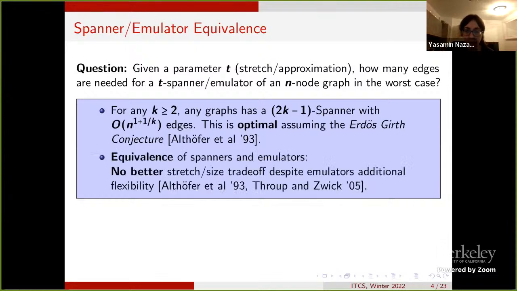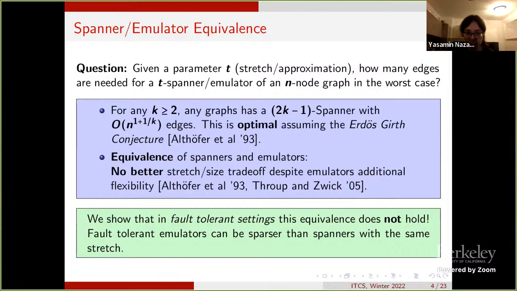Also, as Nicole pointed out in the intro, we know that spanners and emulators are in a sense equivalent, in the sense that even though emulators have this additional flexibility where we can add edges, this does not seem to give us a better stretch and size trade-off. But the interesting thing that we show in this talk is that when we think about fault-tolerant settings, this equivalence no longer holds. So we can indeed get fault-tolerant emulators that can be sparser than spanners with the same stretch.